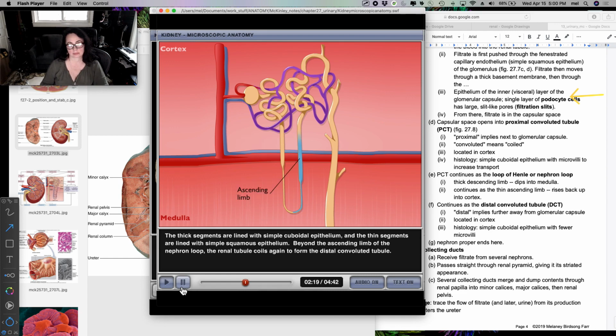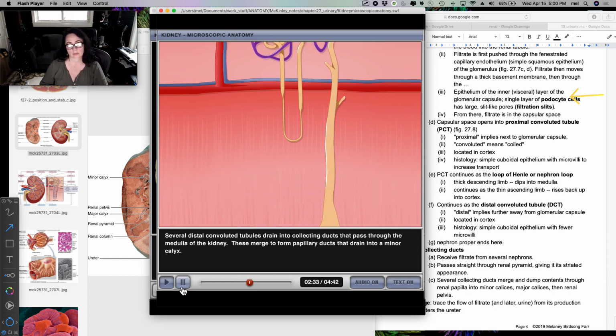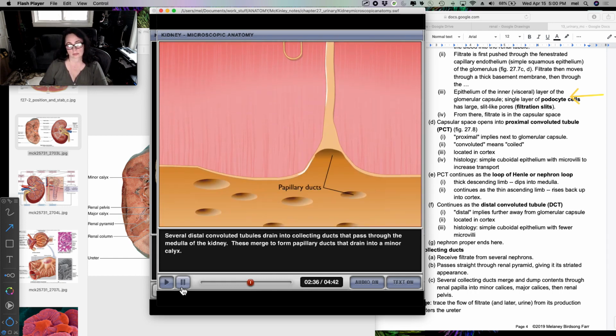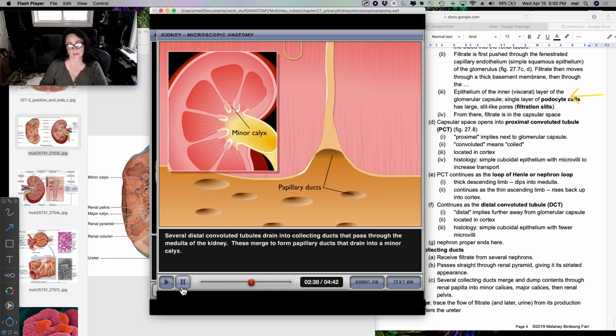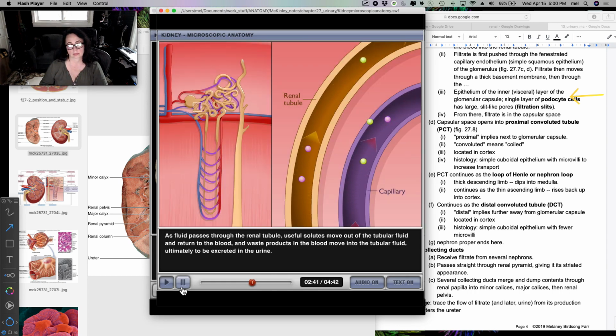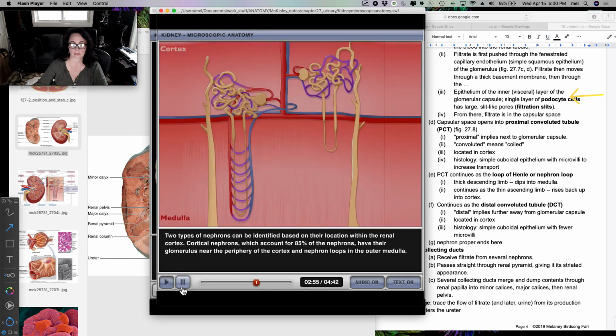Beyond the ascending limb of the nephron loop, the renal tubule coils again to form the distal convoluted tubule. Several distal convoluted tubules drain into collecting ducts that pass through the medulla of the kidney. These merge to form papillary ducts that drain into a minor calyx. As fluid passes through the renal tubule, useful solutes move out of the tubular fluid and return to the blood, and waste products in the blood move into the tubular fluid, ultimately to be excreted in the urine. Two types of nephrons can be identified based on their location.